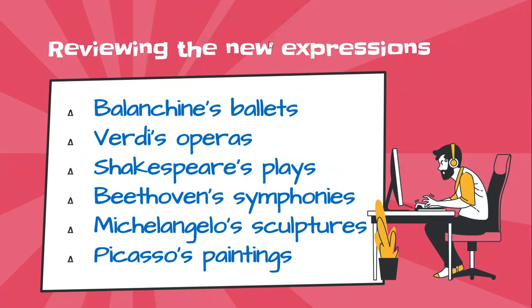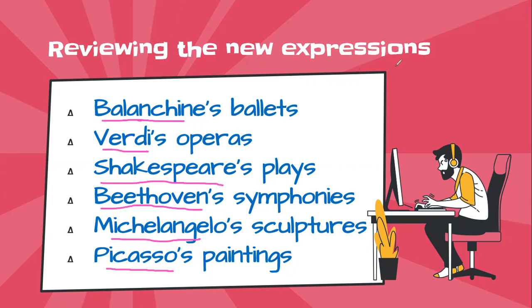In this opportunity, as the title says, talking about art. So we will see here many last names, many famous, important last names. Maybe you don't know them, but they were really important in the past because of their work, because of their art. Let's see here. Here we have Balanchine's ballets, Verdi's operas, Shakespeare's plays, Beethoven's symphony, Michelangelo's sculpture, and Picasso's paintings. Oh, I forgot about Picasso.